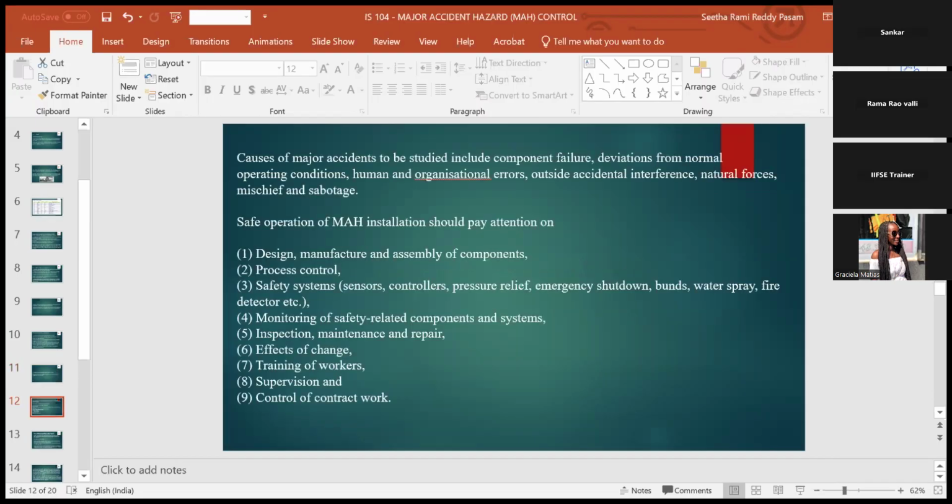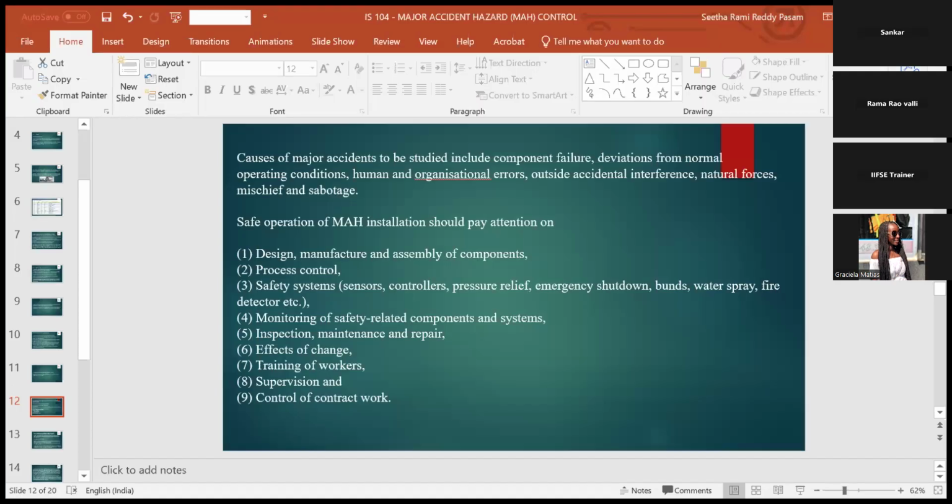Now we'll see some of the causes of major accidents to be studied: component failures and deviations from the normal operating conditions, human and organizational errors, outside accidental interferences, natural forces, and mischief or sabotage. When we ask what the safe operation of an installation should pay attention to, which are the various areas we have to concentrate on more to avoid these major accidents?